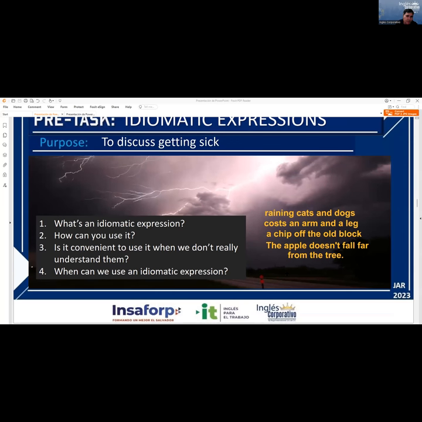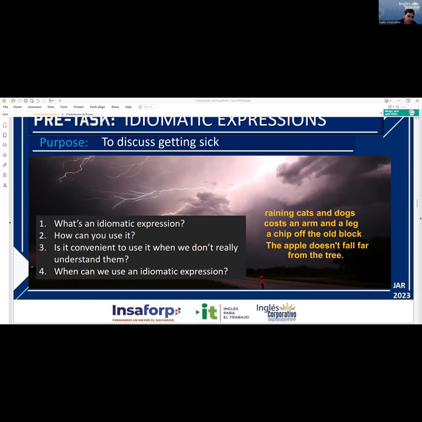What's an idiomatic expression? An idiomatic expression is a special conjunction of words that have a particular meaning. They're usually used according to sector. In some parts of the United States, some people use some idiomatic expressions. In other parts of the United States, other people use different expressions. Many of the expressions are not understood across the country. How can you use idiomatic expressions?